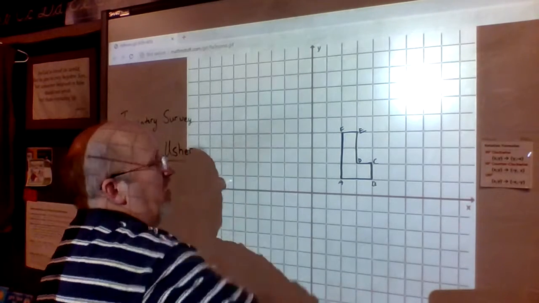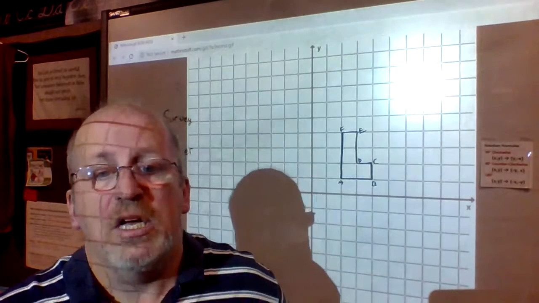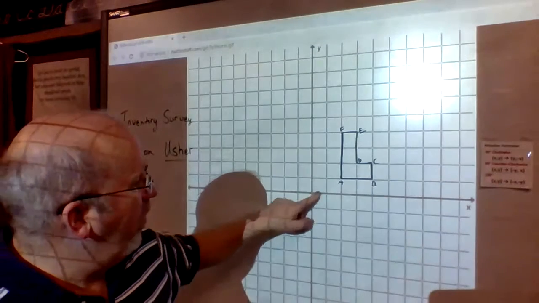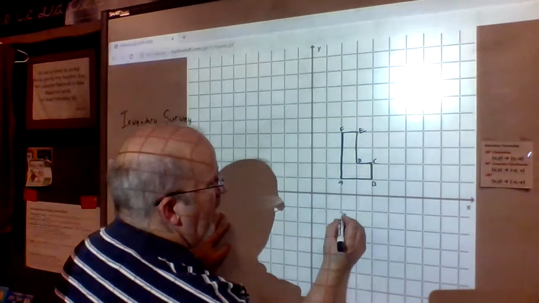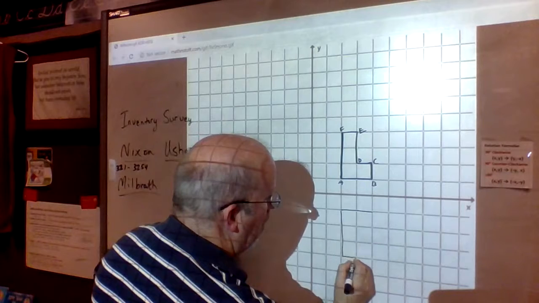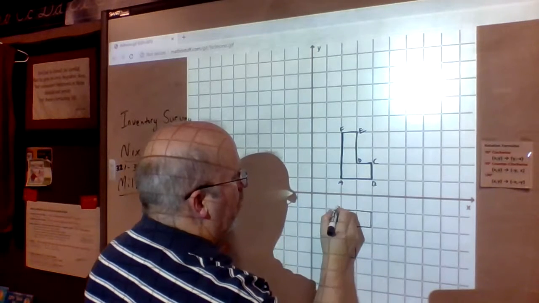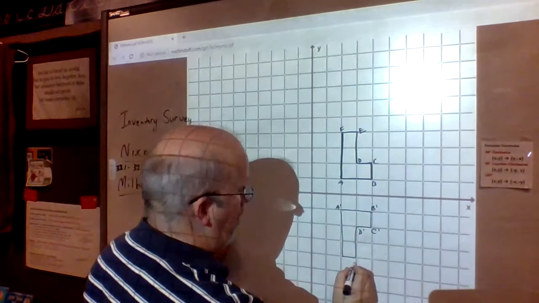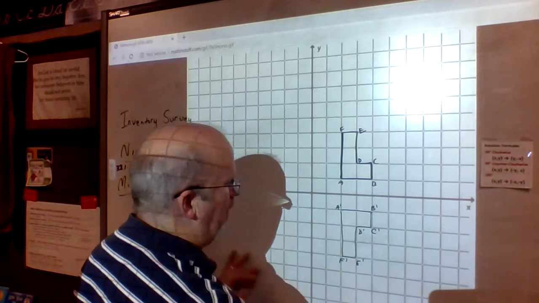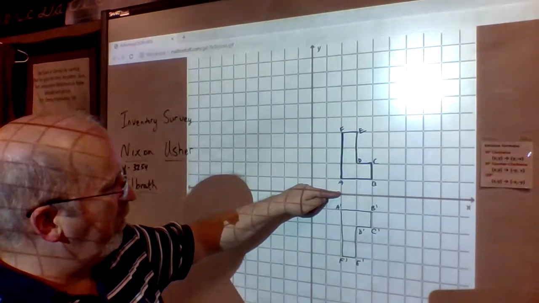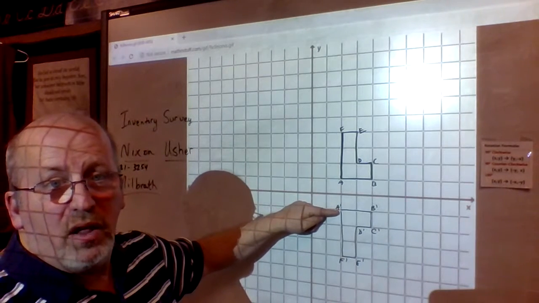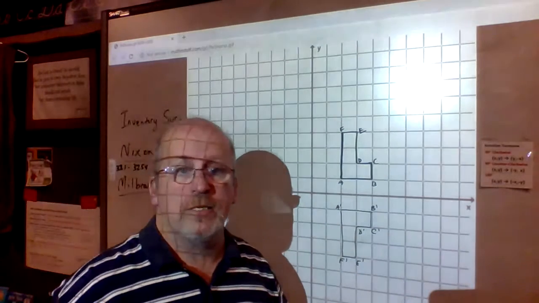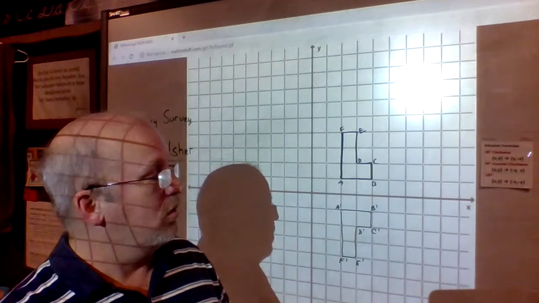Okay, what if somebody says to us, no, don't flip it over the y-axis, flip it over the x-axis instead, this axis? Well, it's the same idea. This would be our A prime here, our B prime, our C prime, our D prime, our E prime, and our F prime. Because A is 1 away from the x-axis, so we go 1 away on the other side of the x-axis to find A prime, and likewise for all the other dots. That's how we do reflections.